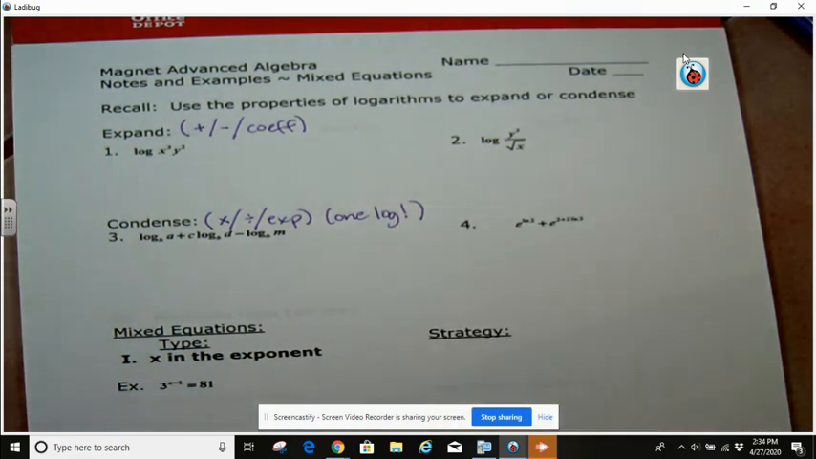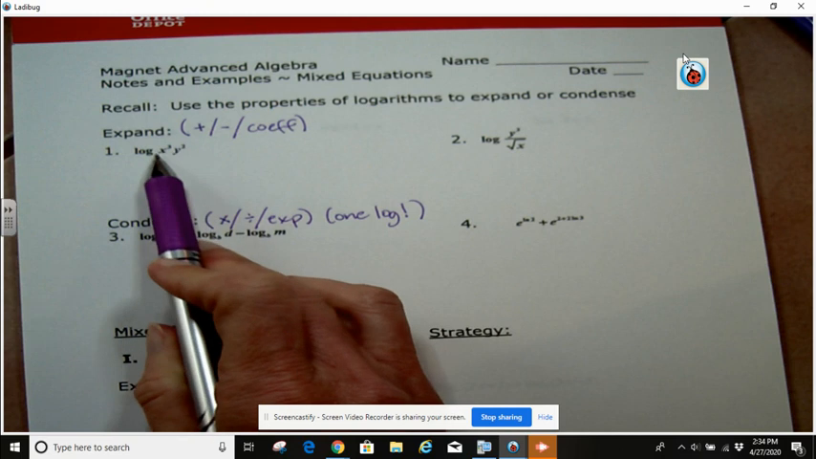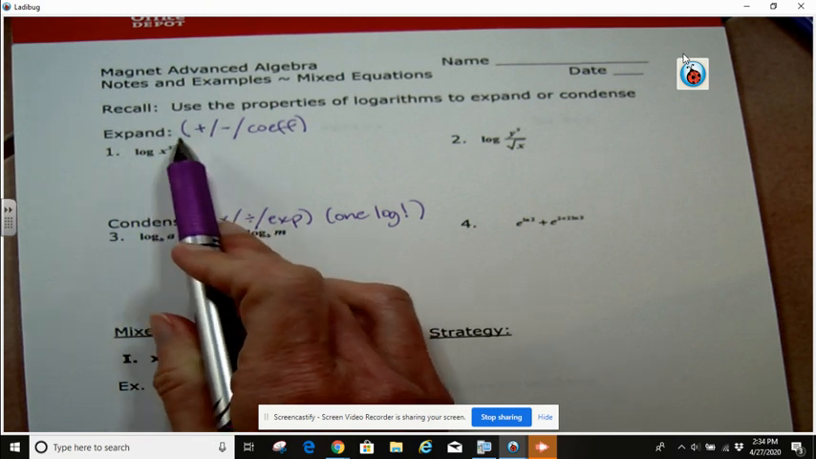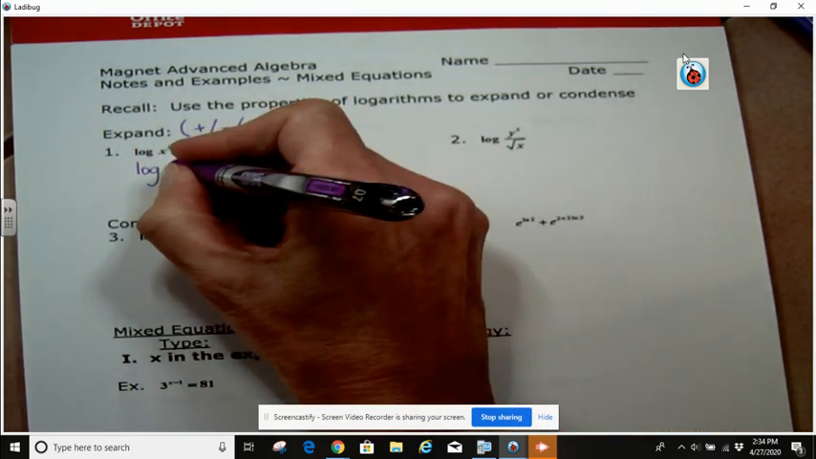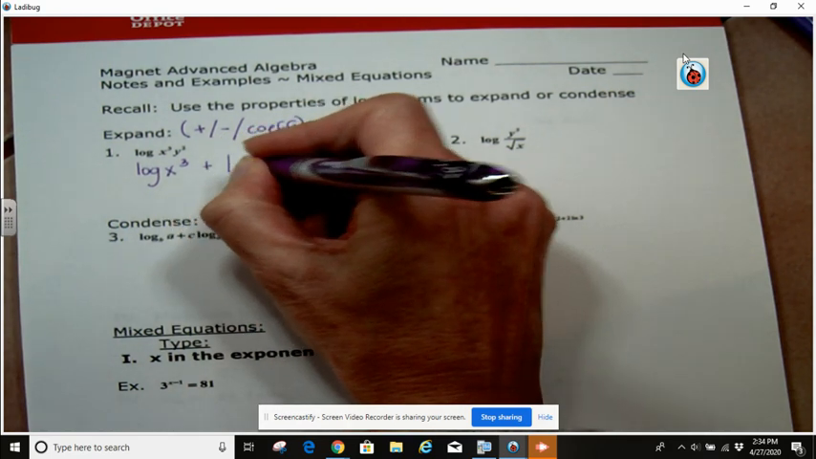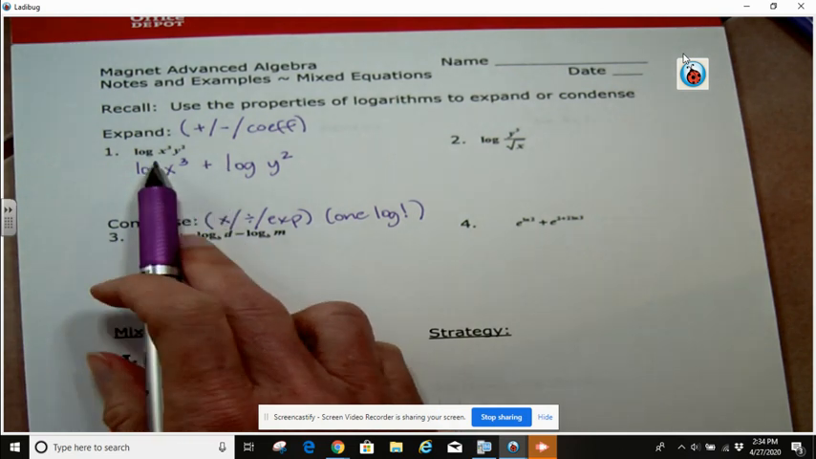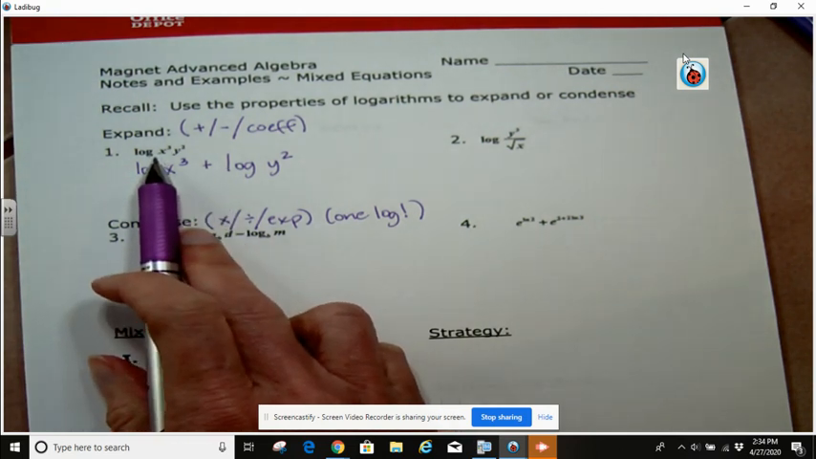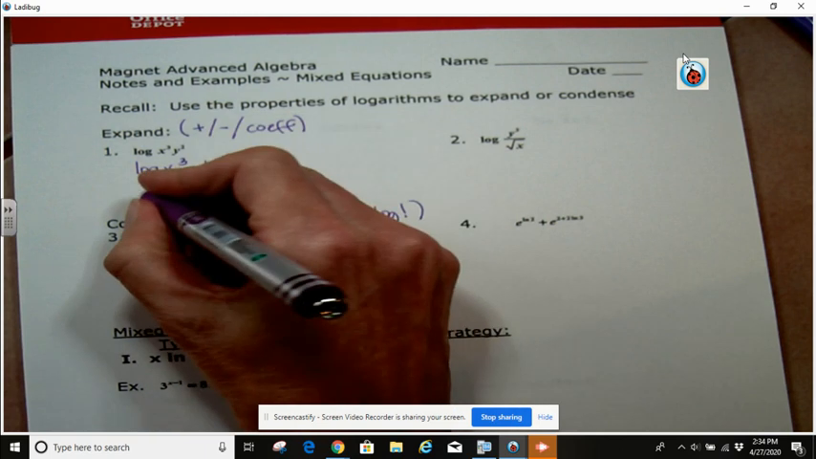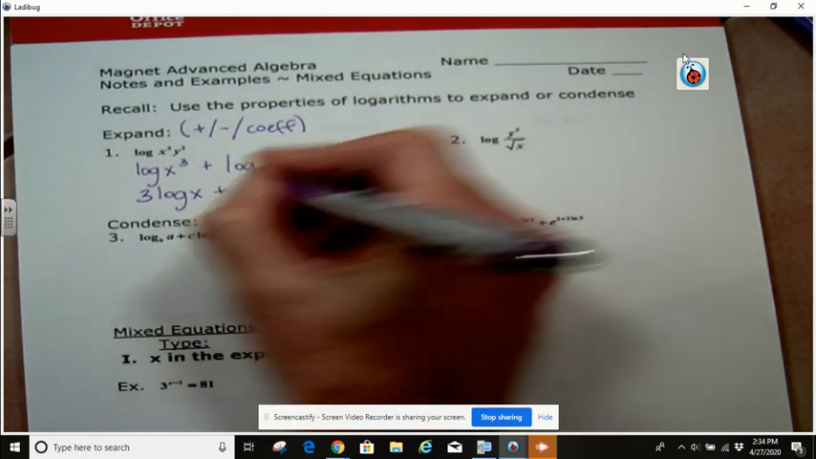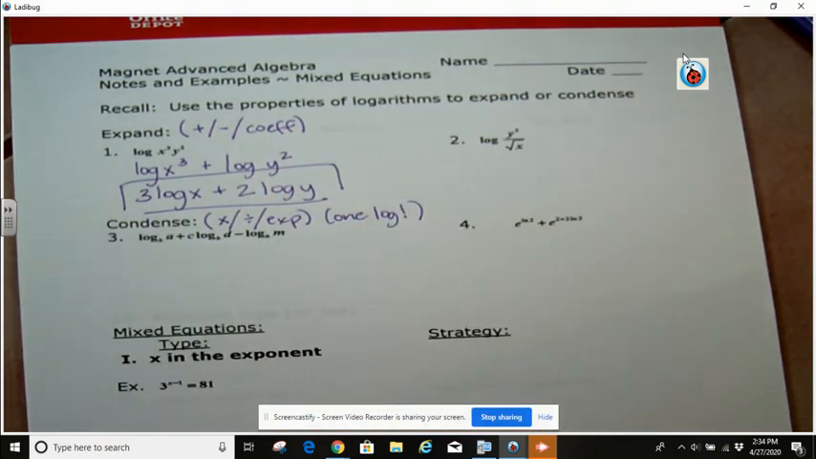So for number 1, I have the product of x cubed y squared. So that product is going to change to addition, and the exponents are going to change to coefficients. So first thing I would do is write log x cubed plus log y squared, break up the product into separate logs with addition. Remember that if there's no base written, it's understood that it's the common log and has a base of 10. But I'm not finished until I take those exponents and remove those to be coefficients. That would be my answer for the first one.